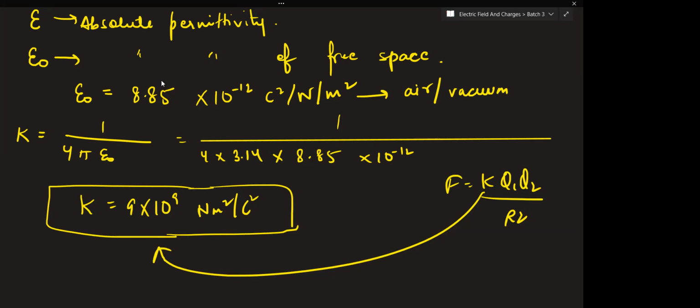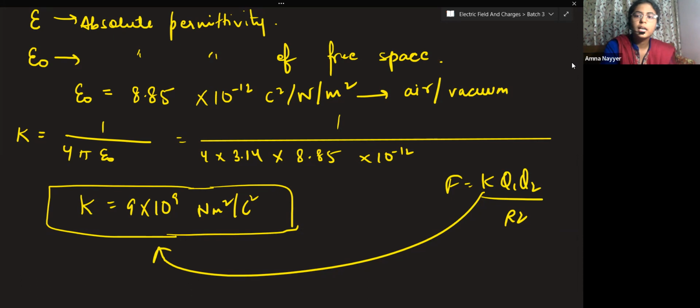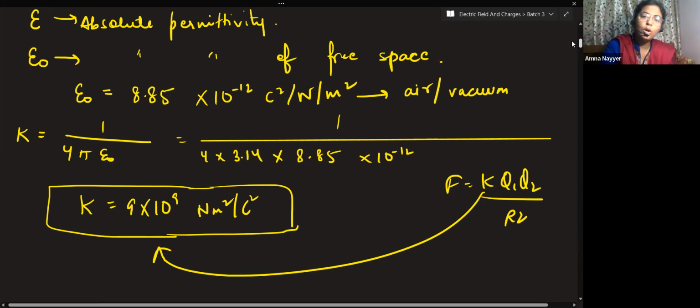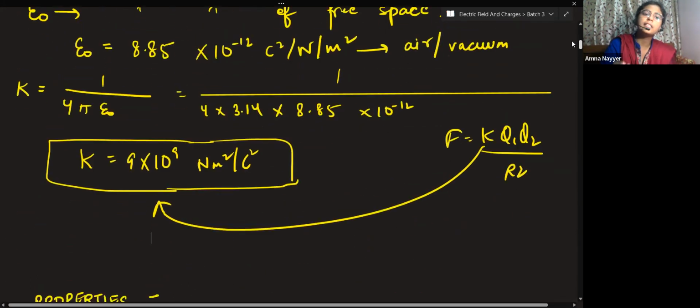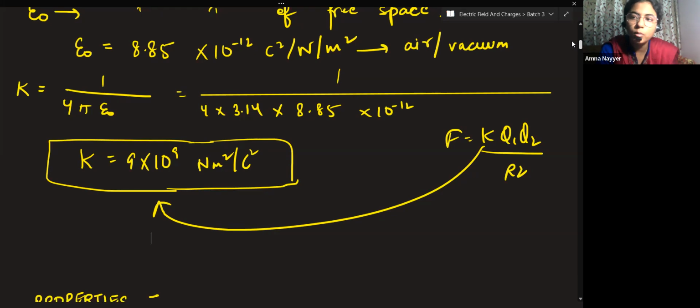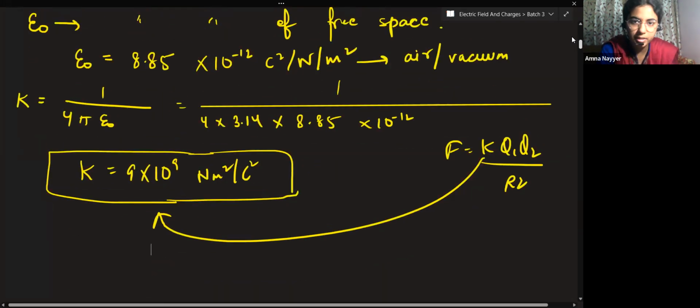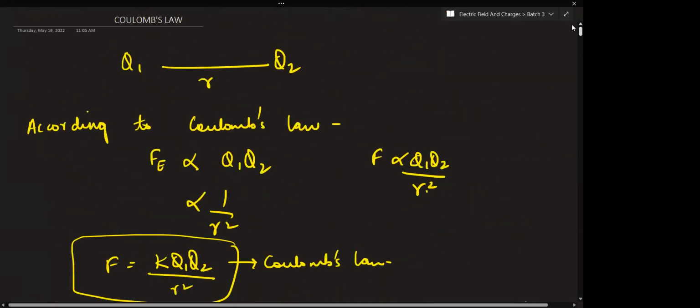Ma'am, in questions for other mediums, will they give us the value and then we'll have to calculate it? You see, either they'll give you the value or they will give you a quantity that is known as dielectric. That we'll discuss right now. Okay, in that case if some other medium is given, how will you calculate that? We'll see. Till the time, just note it down. Okay, ma'am.